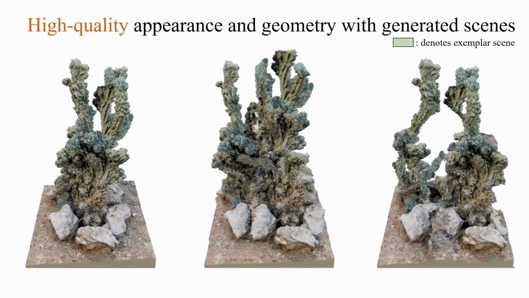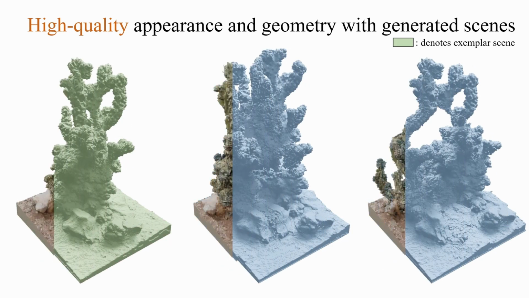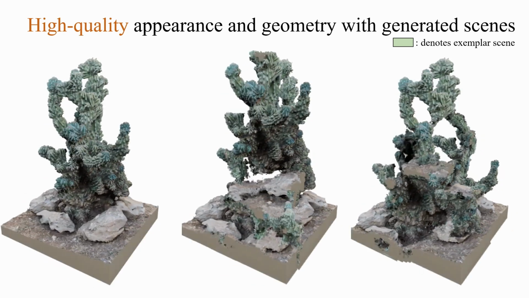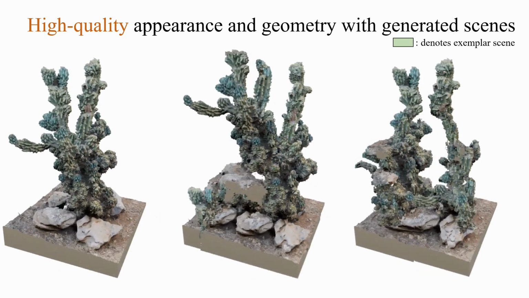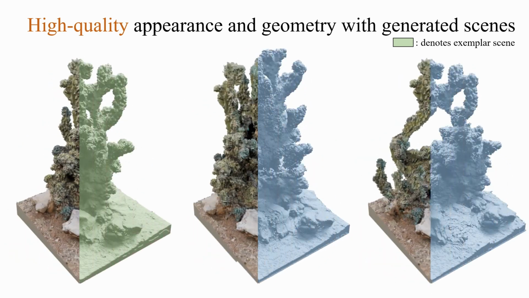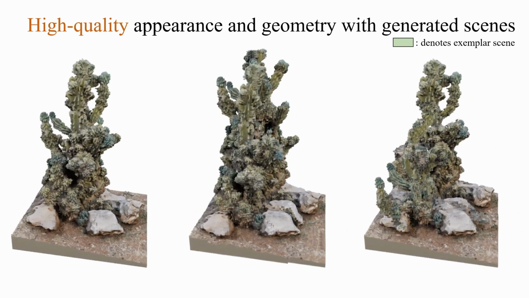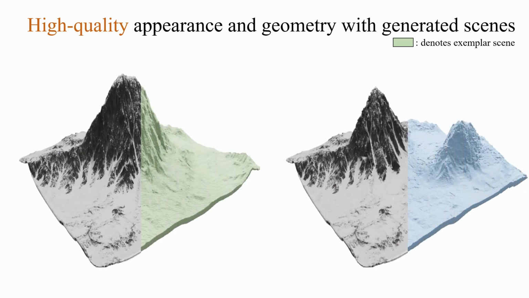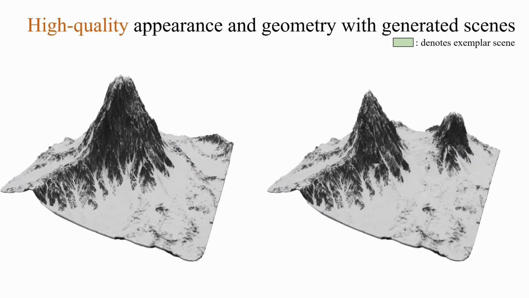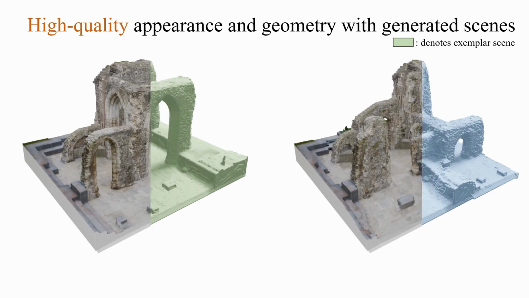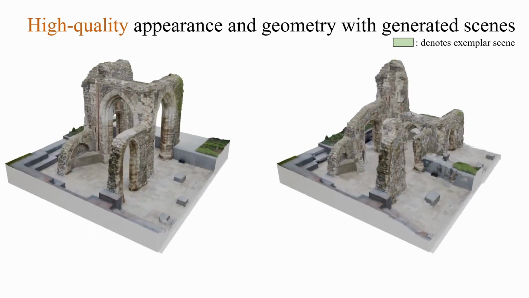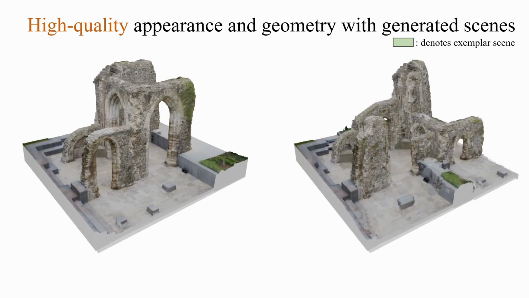Let's see some results. From a single example on the left, our method can generate diverse samples with highly realistic geometric structures and virtual appearance. Please note how realistic the appearance of the generated cactus is, while also having rich geometric details. And also the mountains. Even with a complex structure like outdoors, none of the existing 3D generative models can achieve these results.